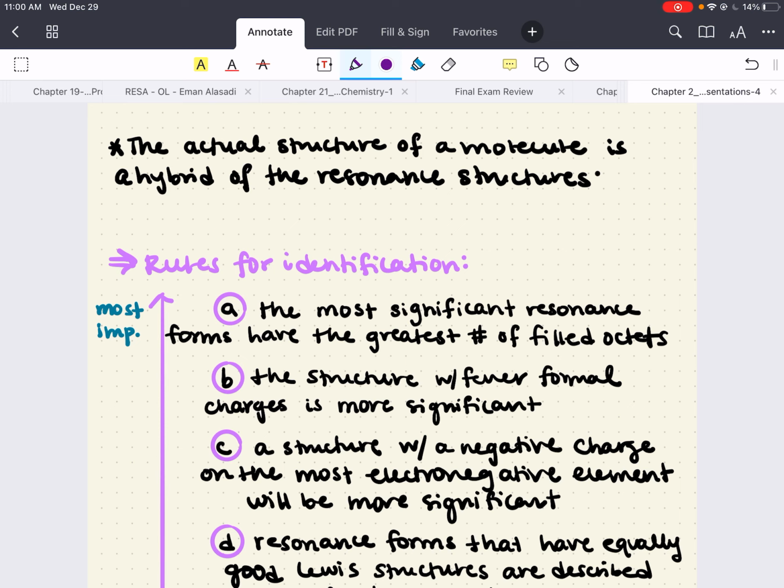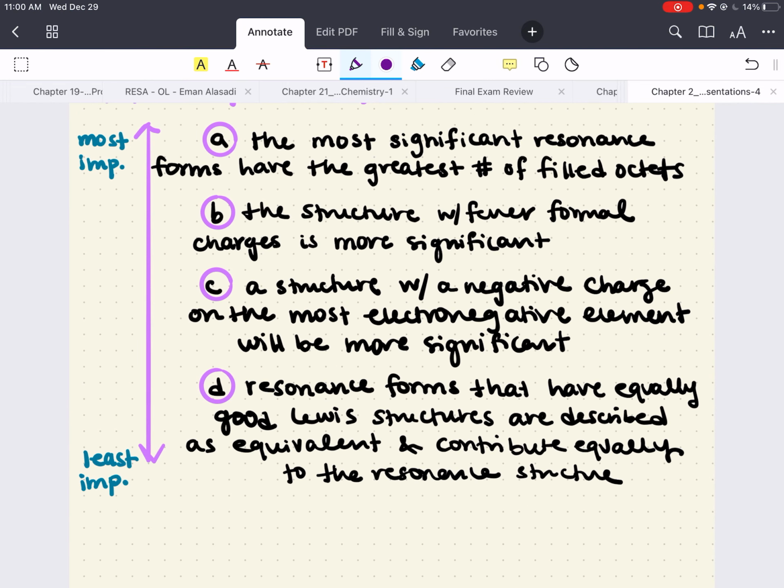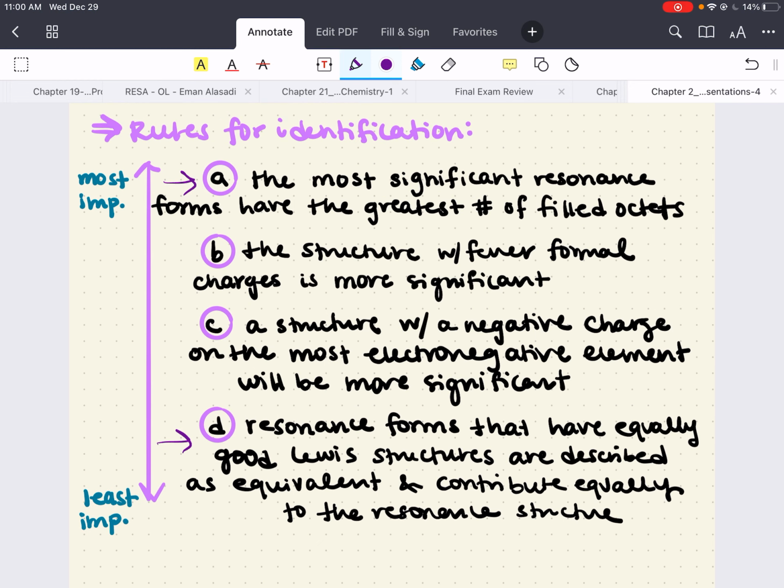All right, and there are rules for helping us identify the most significant resonance structure. And here are those rules, starting from A, which is the most significant, to the least important. So whenever you draw out all the resonance structures for a molecule, you want to start off here with A and ask yourself, well, the most significant resonance form is going to have the greatest number of filled octets. Then you're going to check that for all the resonance structures and see if one has the greatest number of filled octets in comparison to the others. If it does, that is the most significant resonance structure.